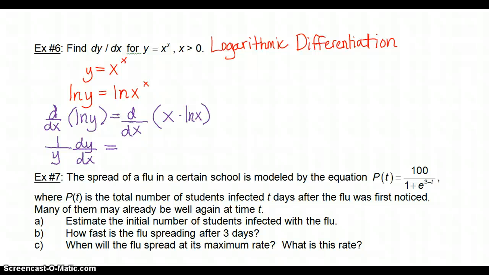Now I'm going to differentiate the right side. So this is going to be our product rule. Chase, what is the derivative of ln? The derivative of ln is 1 over. So we're going to take the derivative of x, which is 1, times, keep the second one the same. It doesn't matter which one you do first. Plus, now I'm going to keep the x, and the derivative of ln of x is 1 over x.